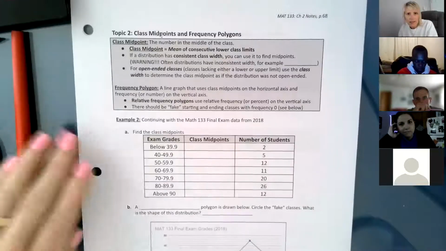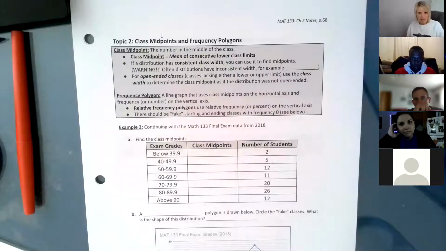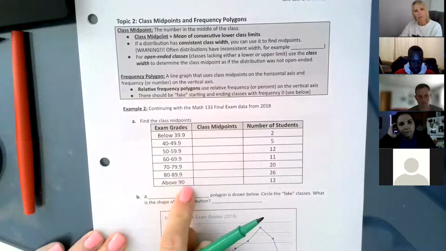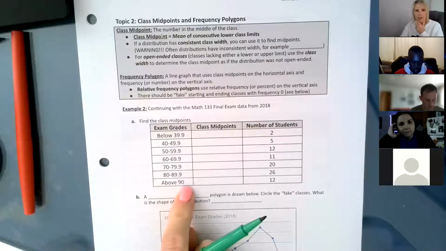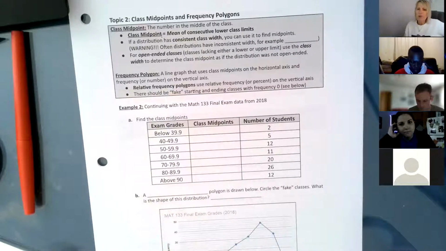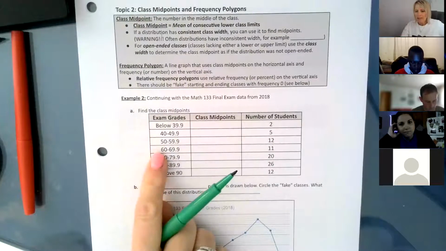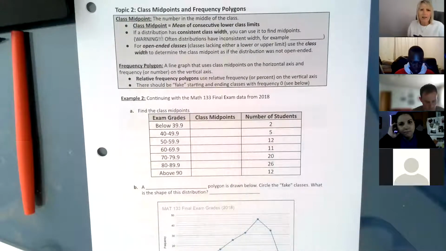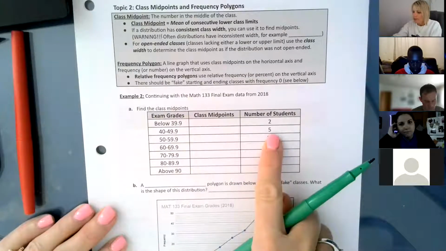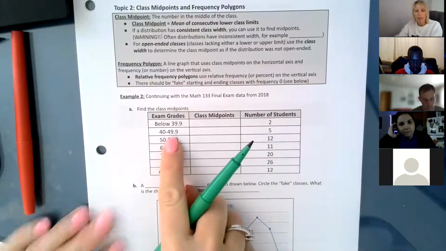Let's turn to page 68. So on 68, we've looked at grouped data before. These are back to that final exam data that we talked about a few pages ago. But now we want to be able to do something with this data. Because it's grouped into these classes, we can't just find the average of these students' exam scores because we don't have their raw data, right? All we know is that there were 5 students that scored a 40 to a 49.9.